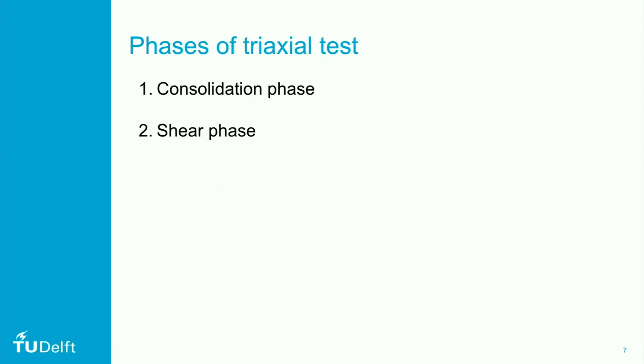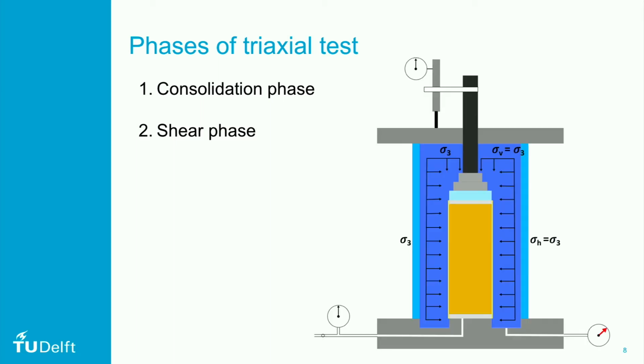We have two main phases in the Triaxial test. The first phase is the consolidation phase. In this phase, the cell pressure is increased via the cell fluid, which gives a uniform confining stress. This is also the smallest normal stress in the sample, so it is called the minor principal stress, or sigma 3. Whether the soil is allowed to consolidate depends on the type of Triaxial test. This will be discussed later.